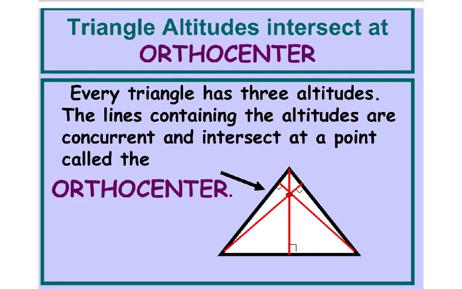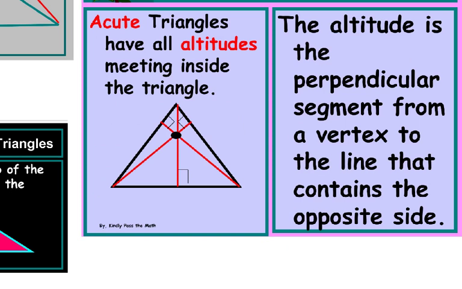And when the altitudes intersect, they create an orthocenter. That's the next center. So we've gone over medians create centroids, and altitudes create orthocenters. Every triangle has 3 altitudes, and when they intersect, it's called an orthocenter. Okay, so let's just go over the definition of an altitude. The altitude is the perpendicular segment from the vertex to the line that contains the opposite side. And I'll explain that in a minute, the line that contains the opposite side.